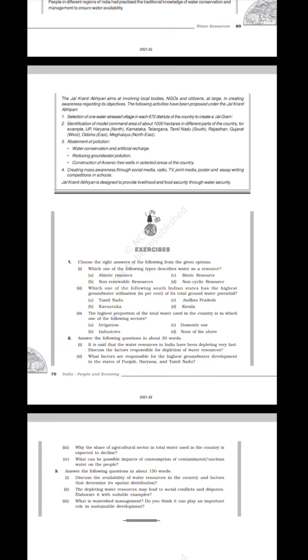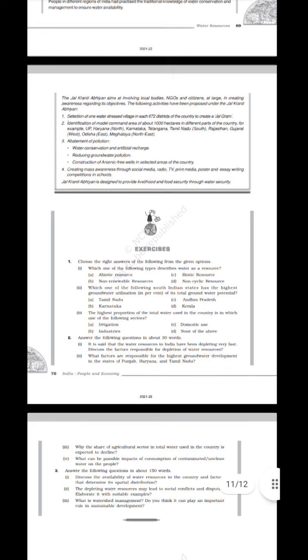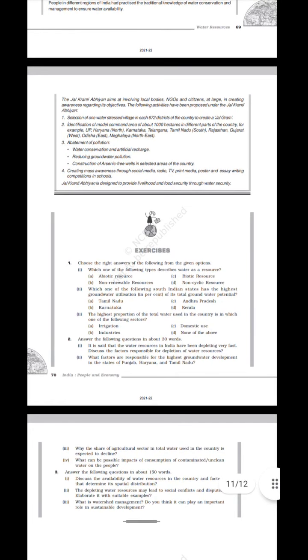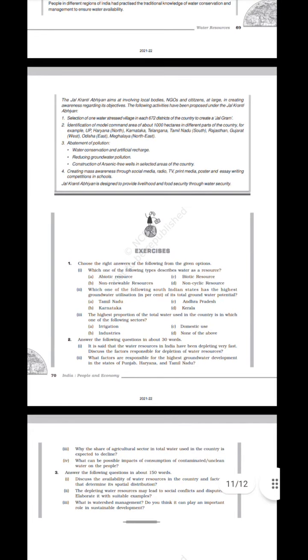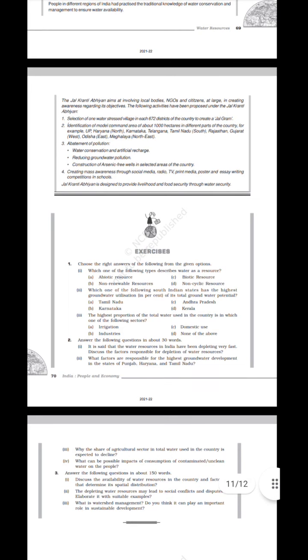Exercises: choose the right answer of the following from the given options. Which one of the following types describes water as a resource? Abiotic resource, non-renewable resources, biotic resources, non-cyclic resource. Which one of the following South Indian states has the highest groundwater utilization in percent of its total groundwater potential? Tamil Nadu, Karnataka, Andhra Pradesh, Kerala. The highest proportion of the total water used in the country is in which one of the following sectors? Irrigation, industries, domestic use, none of the above.